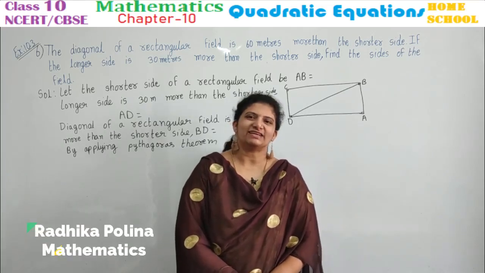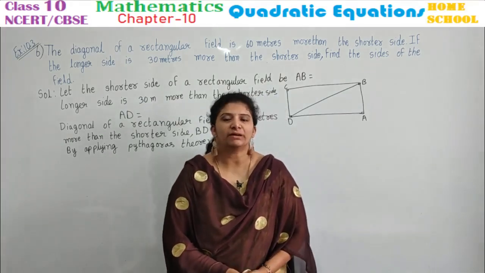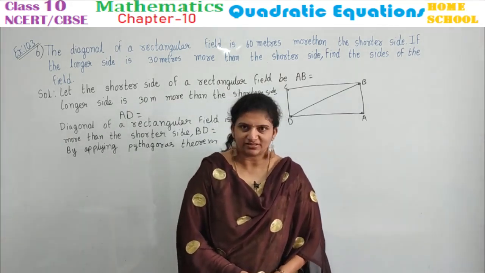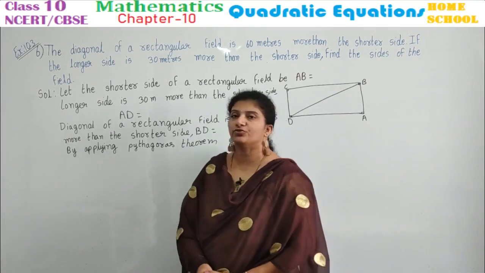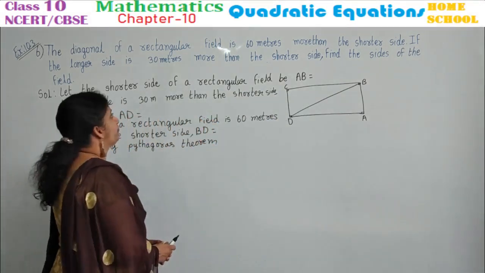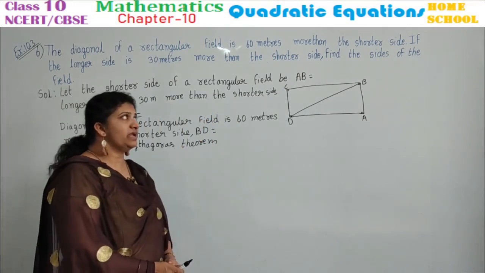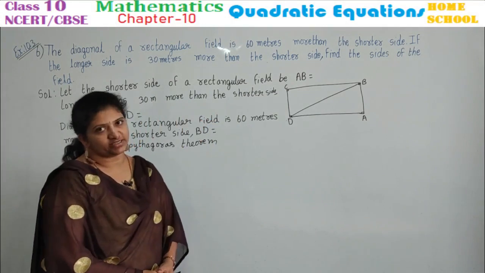This is your class 10 Mathematics NCERT or CBSE board. We are in our chapter 10 Quadratic Equations. Exercise 10.3 sixth problem. The diagonal of a rectangular field is 60 meters more than the shorter side.